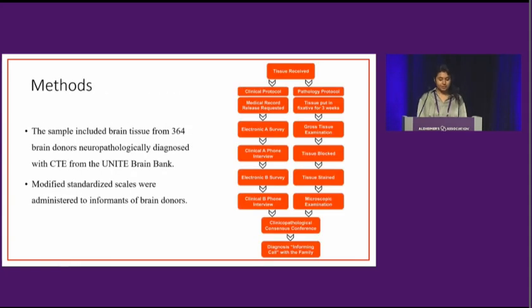The brain tissue we used came from 364 brain donors that were diagnosed with CTE at autopsy and were a part of the Understanding Neurological Injury and Traumatic Encephalopathy, or UNITE brain bank, which is a brain bank dedicated to people who've been exposed to repetitive head impacts. Once we receive the tissue, it is hemisected, and part of it is fixed and divided into blocks that represent the regions important in CTE. The tissue is then stained and examined by a neuropathologist for various pathological proteins, including p-tau.